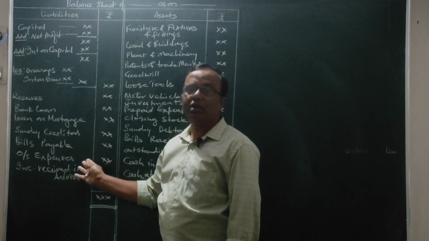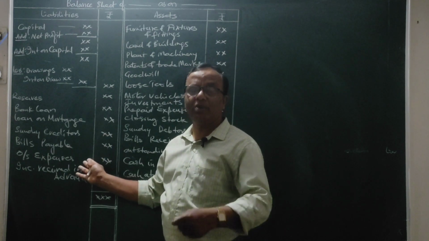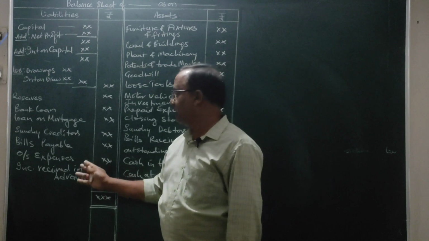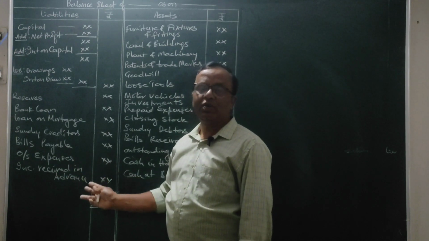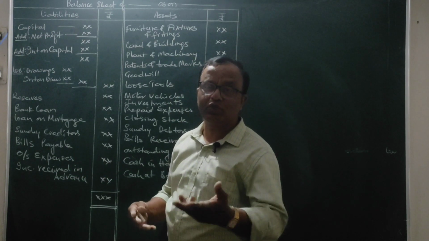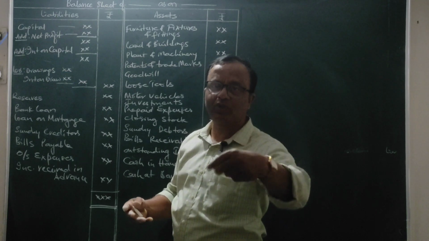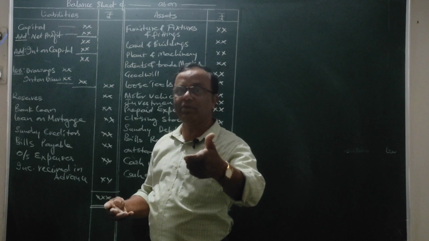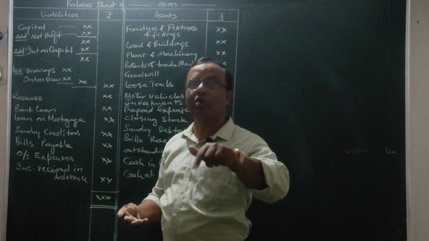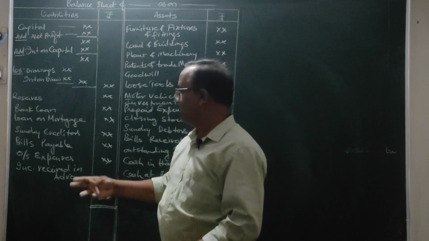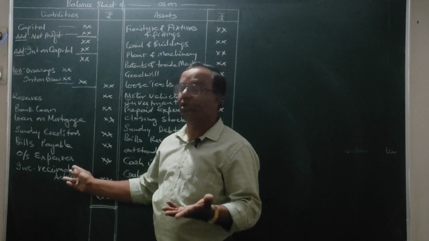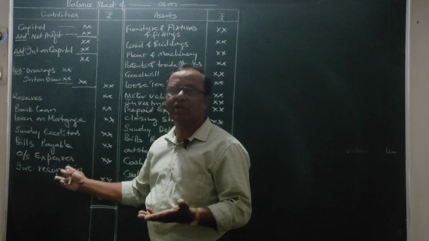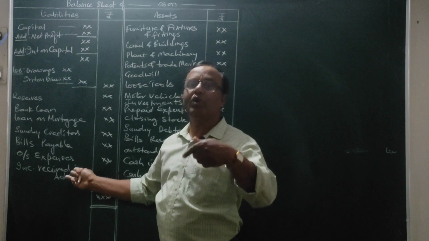Then bills payable. These are the bills on which our business is supposed to pay the money. Then again, outstanding expenses. Outstanding expenses means expenses due but not yet paid. Just like outstanding salary: salary means salary paid; outstanding salary means salaries you are supposed to pay but have not yet paid for the current year. So they are your liability. All those we call outstanding expenses.